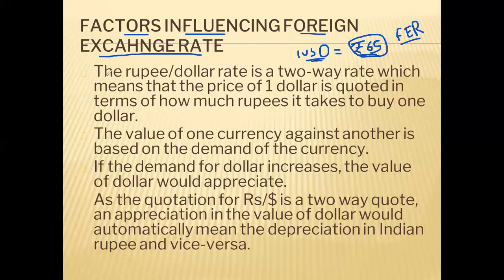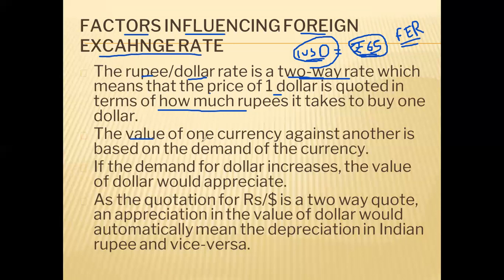Now let us discuss this part in detail. The rupee per dollar rate is a two-way rate, no? This means that the price of $1 is quoted in terms of rupees. So this is an equation. $1 you can buy or sell for 65 basically. So this is the foreign exchange rate. It is a two-way rate in which the price of the dollar is expressed in terms of rupees.